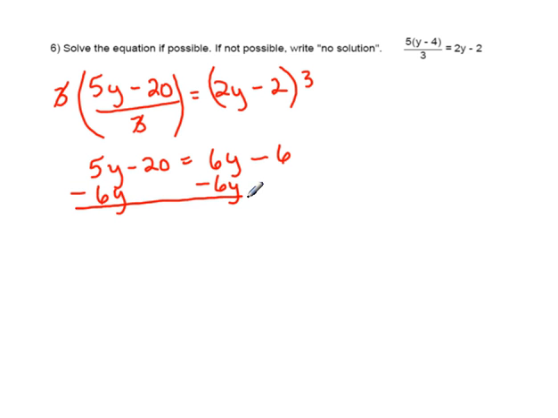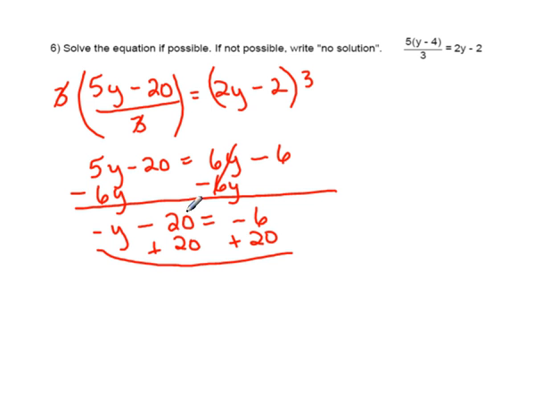Notice how I'm lining it up under the like terms. They cancel here, so 5 minus 6 is negative 1y, which is negative y, minus 20 equals, this is negative 6 over here, don't forget the sign. And now I want to clear the minus 20, so I'm going to add 20 to both sides. Bring down the negative y equals 14. Can't leave negative y, and remember that's just a negative 1 in front, so I'm going to divide by negative 1. And y equals negative 14.